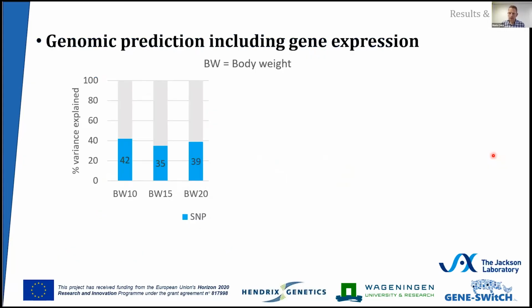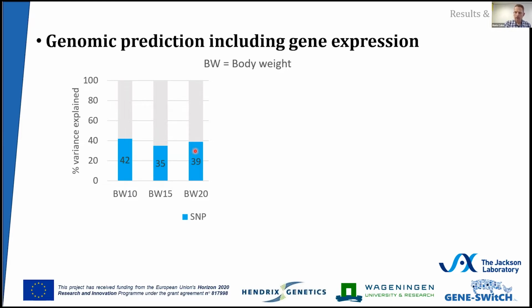Then in the next step in the analysis on this mouse data, we also added gene expression data of these individuals. We again analyzed a large number of traits, but I'm just showing you here our results for body weight, which was measured at 10, 15, or 20 weeks of age. First we ran a standard GBLUP model just using SNP information. You can see that at all of these time points, the amount of explained variance by the SNPs is about 40%.